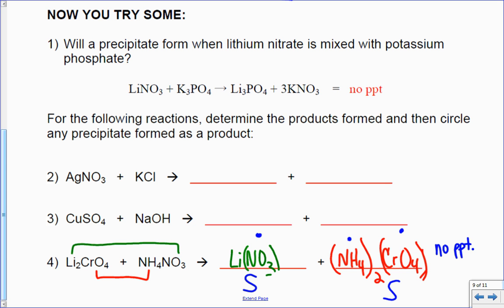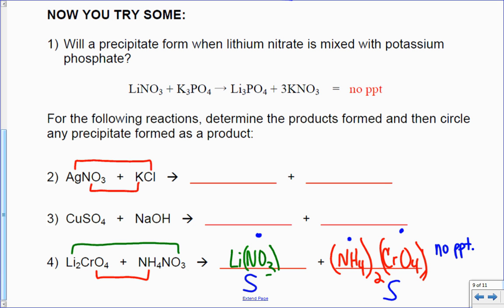You need to go through and do these other two if you want full credit. Let me give you a little hint. The silver is going to go with the chlorine. The potassium is going to go with the nitrate. And I think you can do the same thing for number 3. Just please don't bring the subscripts along.